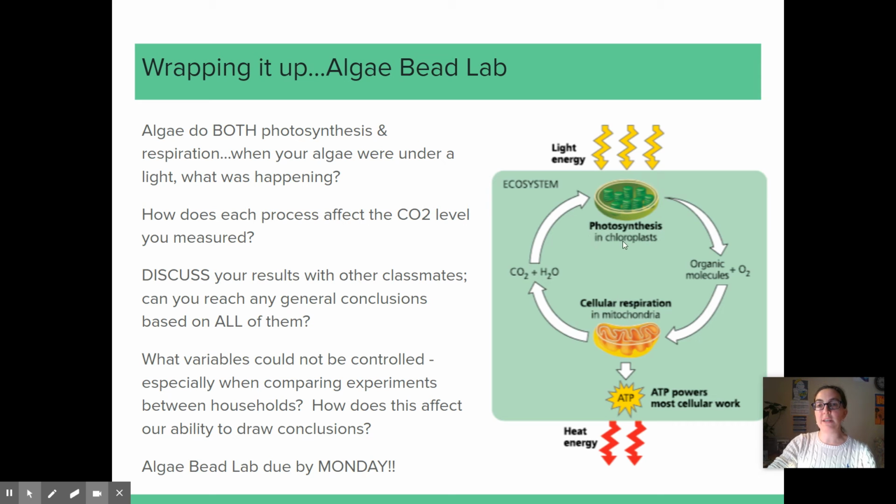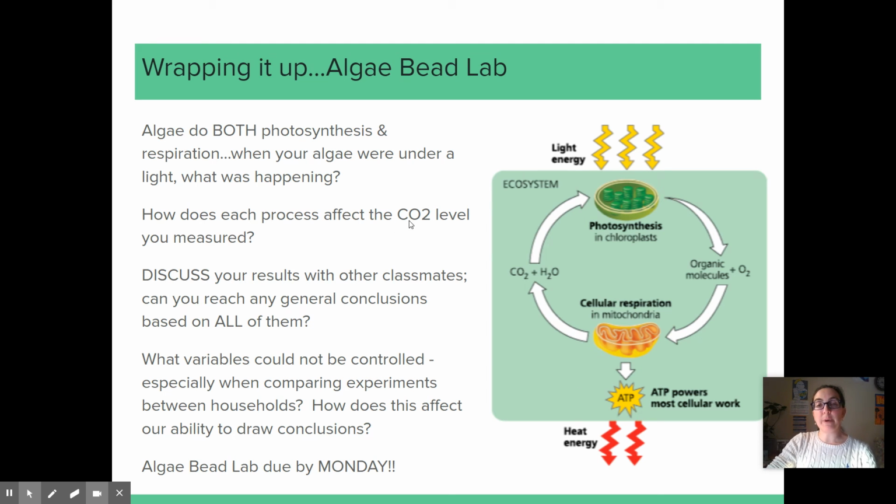algae, because they can do photosynthesis, actually do both of these processes. They make their own carbohydrates and they also do cellular respiration to break them down to make ATP. So when your algae are sitting under light, they are definitely photosynthesizing, but remember, cellular respiration has to happen also because those cells have to continue to make the ATP they need.